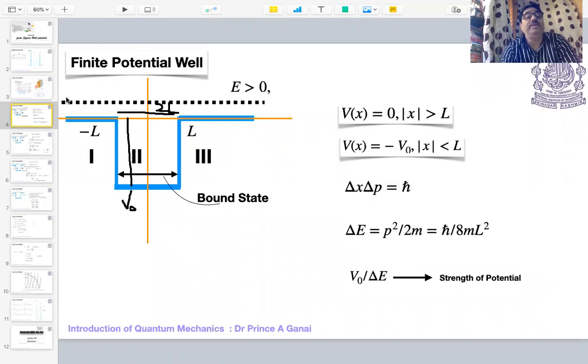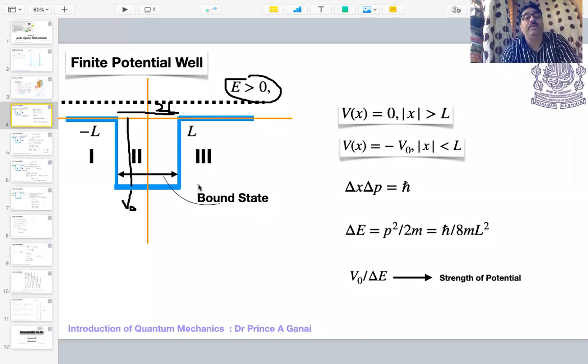A positive energy state would be above the well. So if the total energy of the particle is positive, then we are outside the well, right? And these are the solutions right now. We are not interested in such solutions. They will represent the scattering solutions. So we are only going to study the bound state solutions.